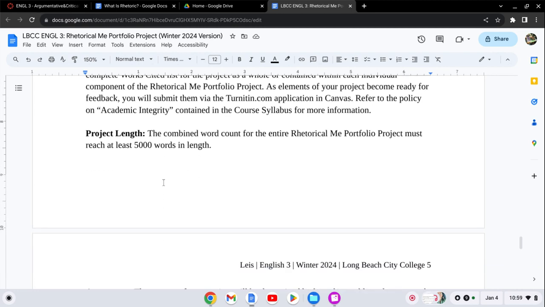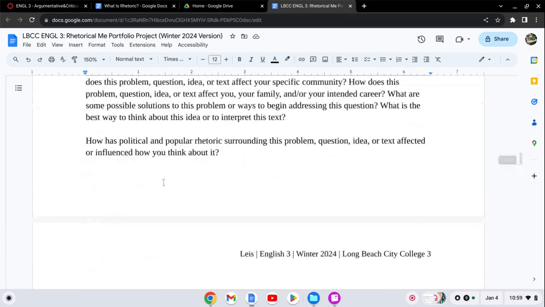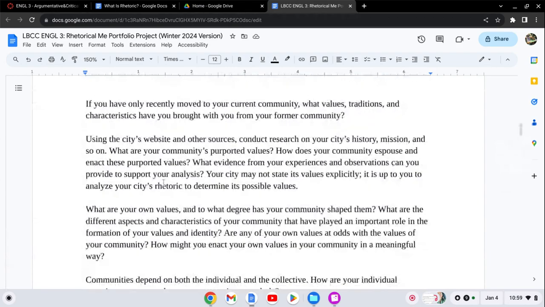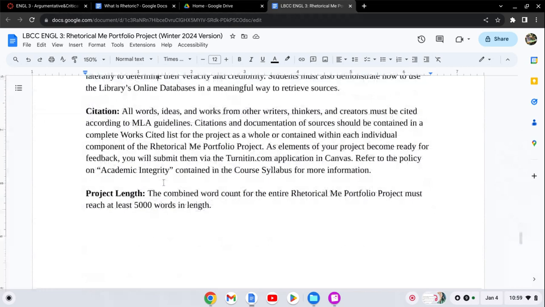Project length. The combined word count for the entire Rhetorical Me project must reach at least 5,000 words in length. So that's for everything combined, okay? So all 5 components need to amount to at least 5,000 words in length. All right.